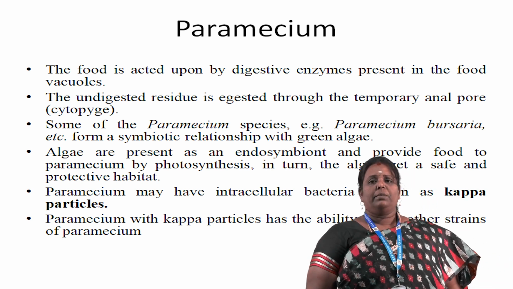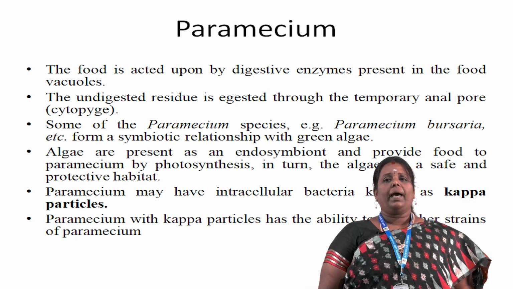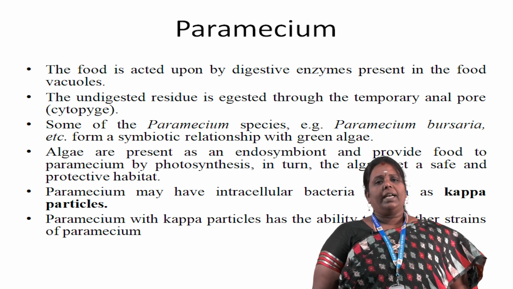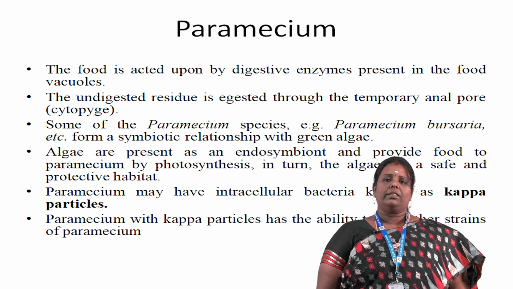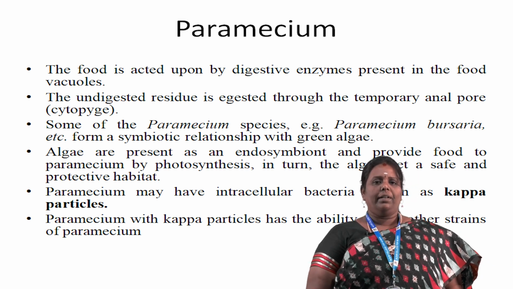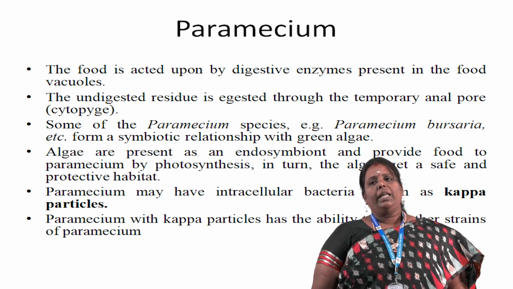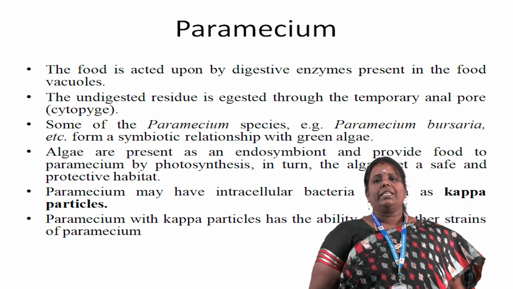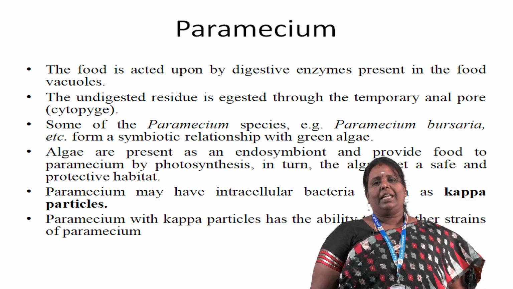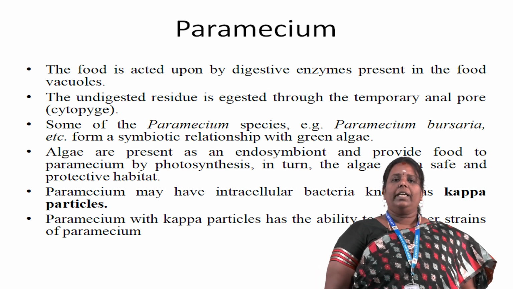So many Paramecium species are available. Some of the Paramecium species also have a symbiotic relationship with green algae. You know very well about the symbiotic relationship. What is the meaning of a symbiotic relationship? Organisms depend upon each other for food and shelter. That is called a symbiotic relationship. One of these, Paramecium bursaria, depends upon a symbiotic relationship with the green algae.